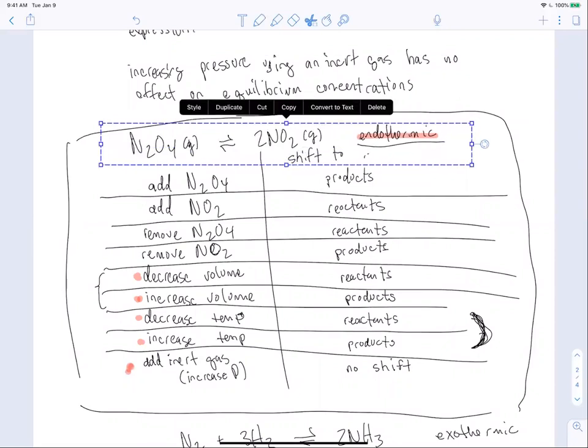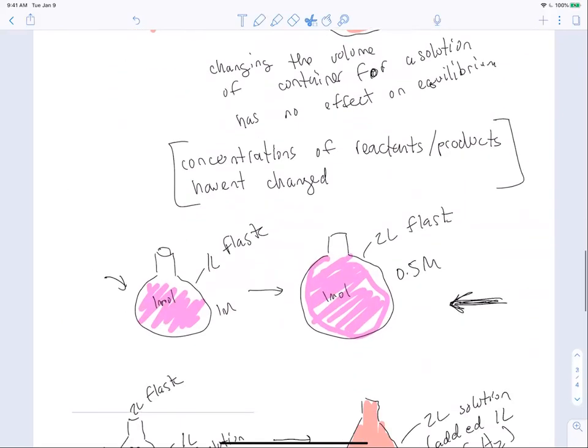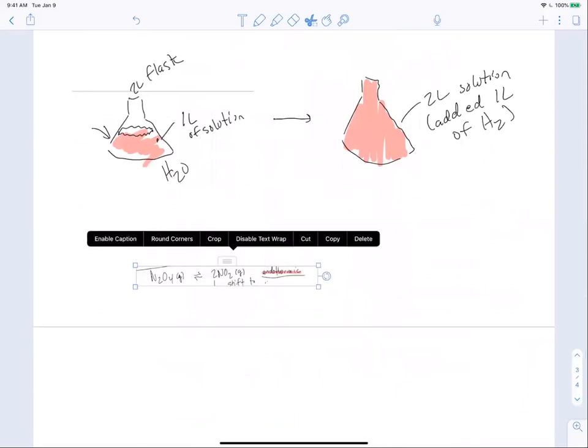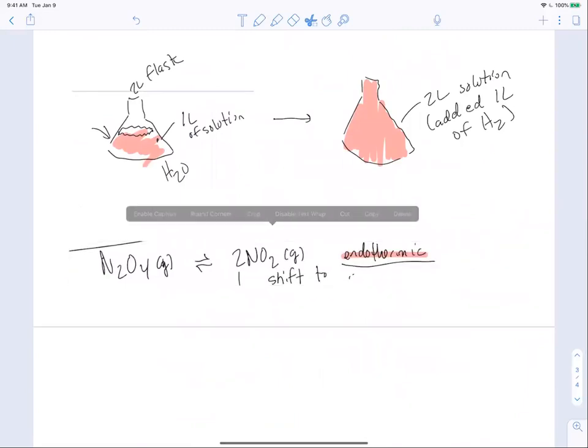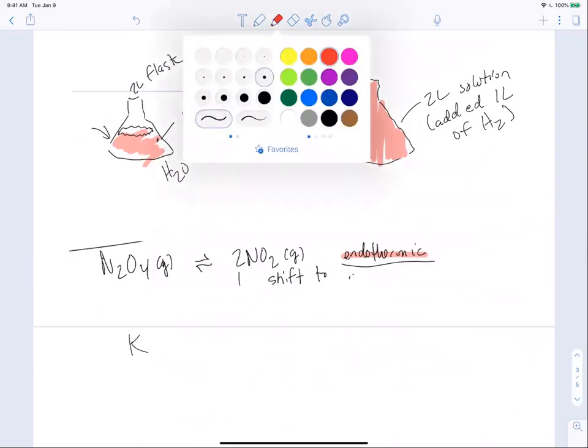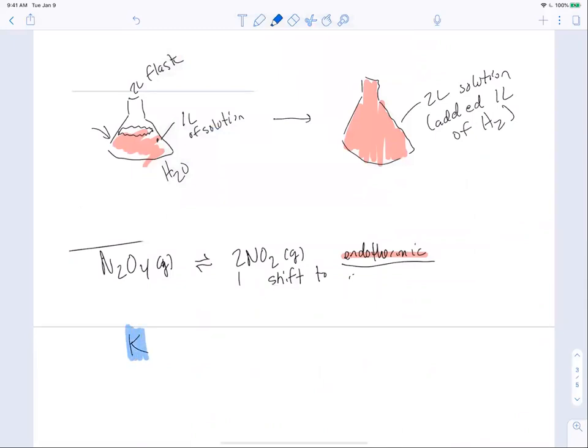I'll just copy it. The reason comes out of looking at the equilibrium constant. This number is fixed, so it doesn't change. I don't know what it is for this reaction, but it's not going to change at all.